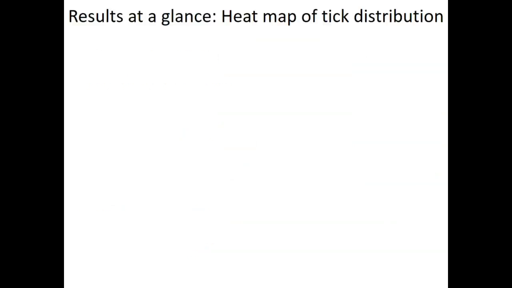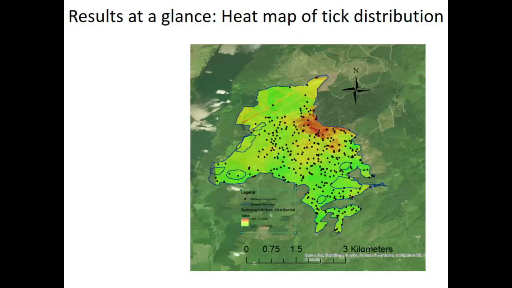So did it work? I'll just give a quick glance at some of our results. We managed to produce a heat map of tick distribution on Bethecar Moor through ArcMap. So this is Bethecar here, and you've got Coniston Water just on the west, just to give you an idea of whereabouts in the world we are.